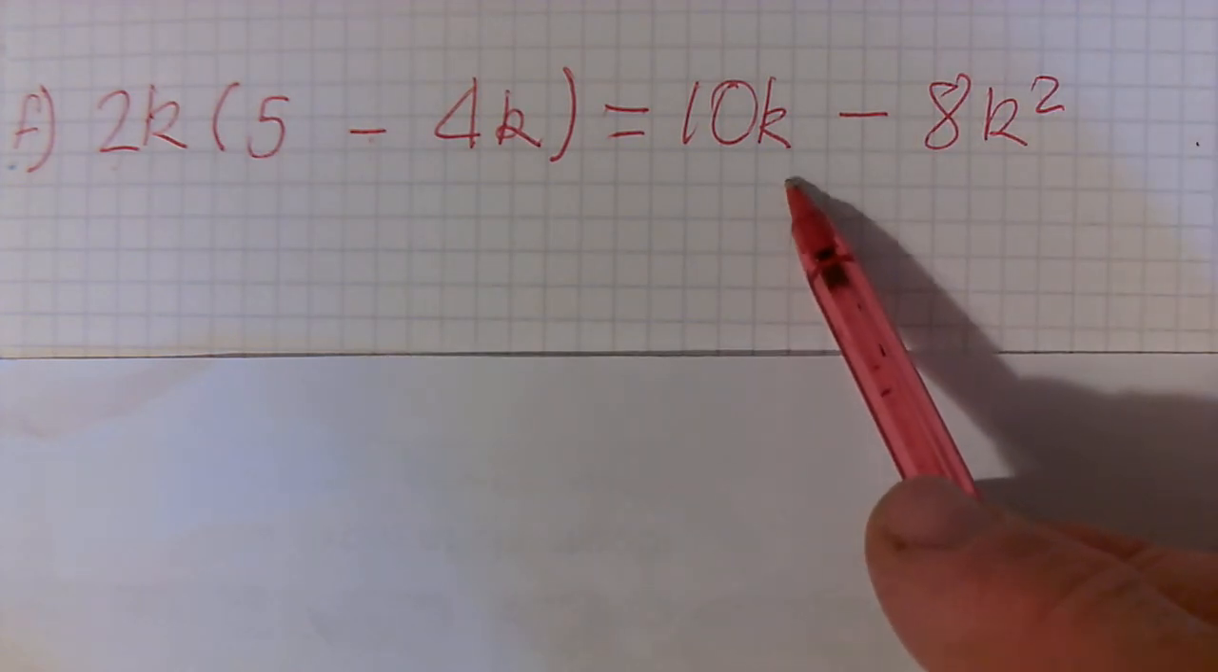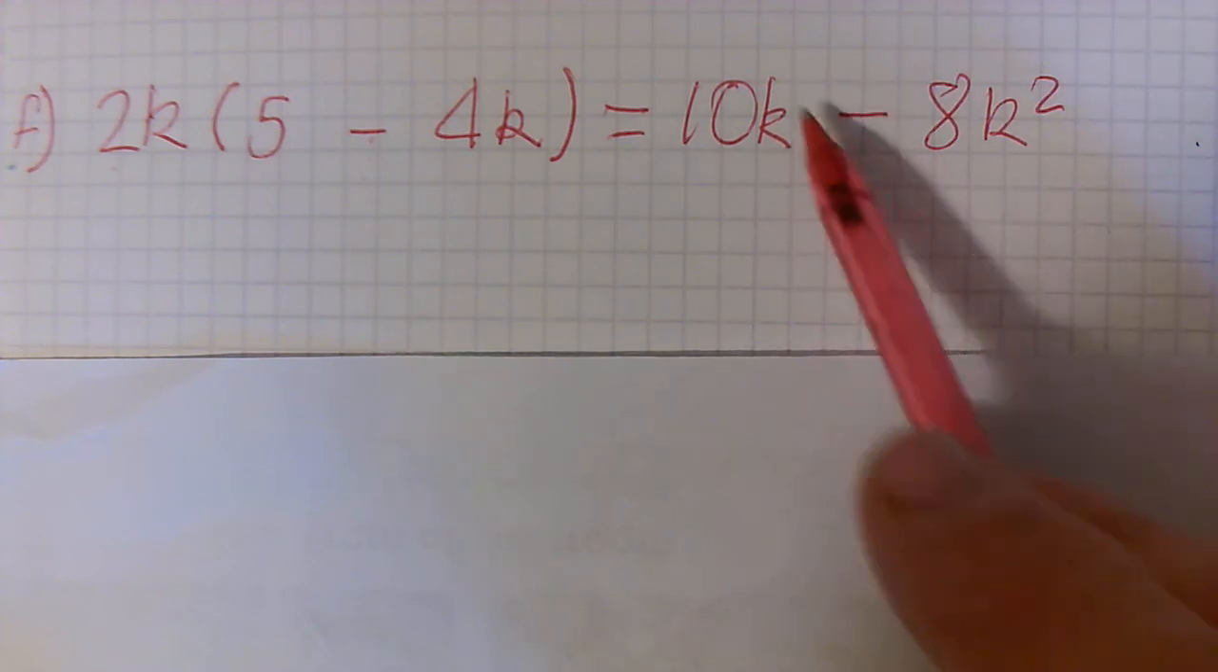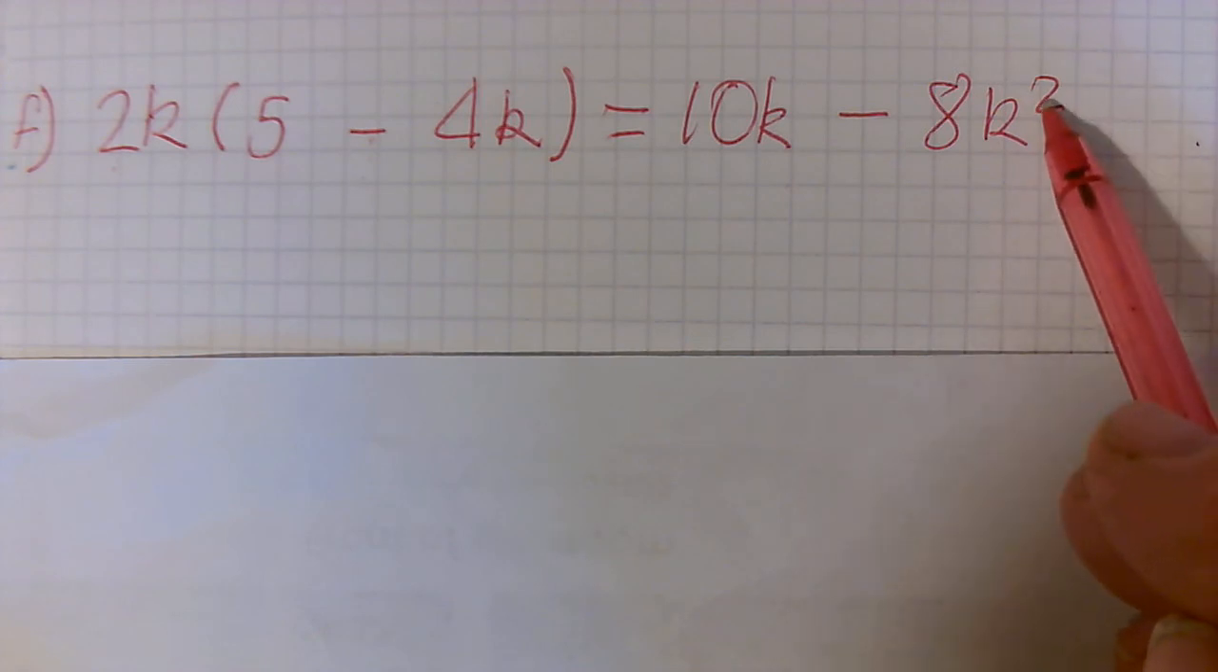Please note again, this abides by our rules of collecting like terms. The k doesn't have a power of 2, so it can't be added to this k here, because this is a k squared.